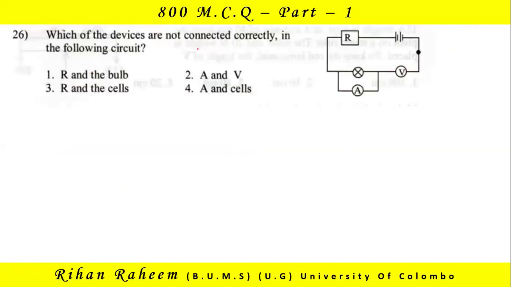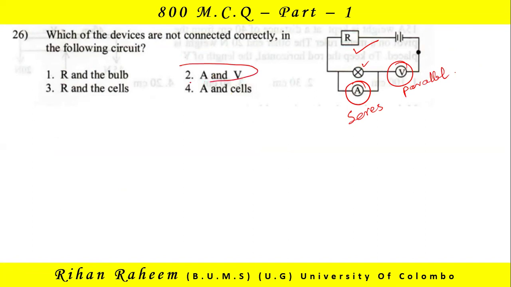Next one. Which of the following devices are not connected correctly in the following circuit? R is a resistor, right? It's connected correctly. The ammeter should not be connected like this. The ammeter should be connected in the main circuit, in series. The bulb is okay. You can connect a bulb in parallel or series, whatever you want. The voltmeter should be connected in parallel. So the voltmeter should come to the ammeter's place and the ammeter should go to the voltmeter's place. So these two are connected in the wrong method.